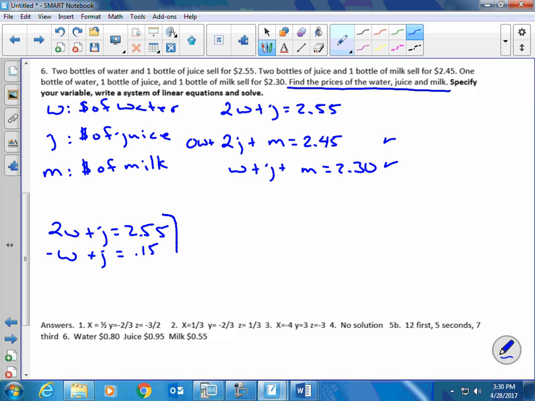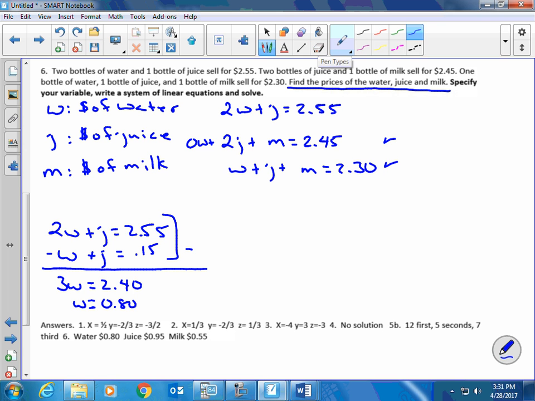If I subtract these 2 equations, I notice my j's will cancel. So I will subtract them. 2w, this is where it's hard when you subtract, be careful. 2w minus a negative w makes it 2w plus w, which is 3w. J minus j is 0. $2.55 minus 15 cents is $2.40. Divide by 3, and w equals 80 cents. Water costs 80 cents.